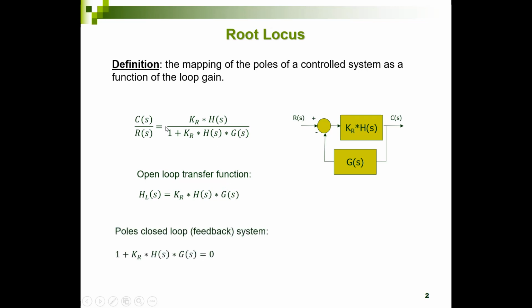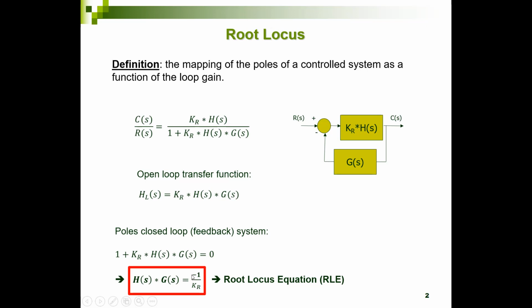Now we can define the poles of this system by setting the denominator to 0, so we get 1 plus KR times H times G is 0. Or in another way, we can say, well, this 1 can be put to the right side of the equation with a minus, and then we get H times G is minus 1 over KR, and that is what we call the root locus equation, the RLE. So it's nothing more than the denominator of the transfer function of the closed loop system set to 0. So it's the definition of how we can calculate the poles of my closed loop system.